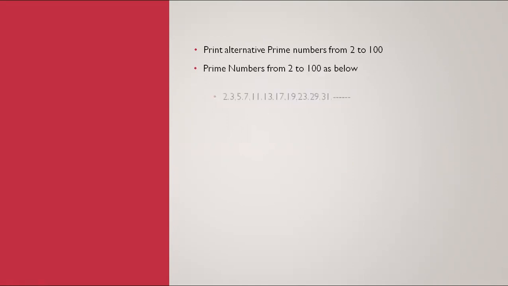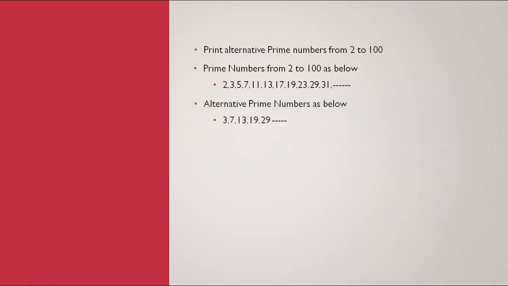Let us see one more question which would be asked, to check how good you are at writing the logic. So printing alternative prime numbers from 2 to 100, right? So we need to print alternative prime numbers from 2 to 100. Okay, so let us assume that if you want to print prime numbers from 2 to 100, this is how it goes: 2, 3, 5, 7, 11, 13, 17, 19, 23, 29, 31, and it goes on, right? But if you say alternative prime numbers, it has to print 2, then it starts from 3.